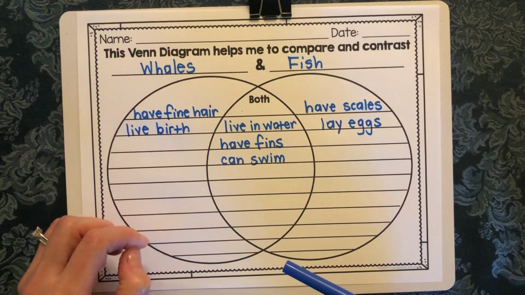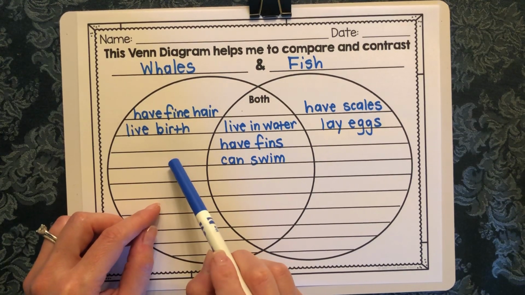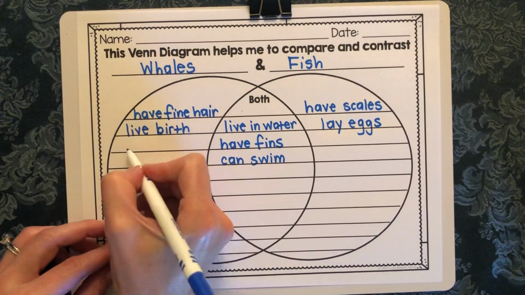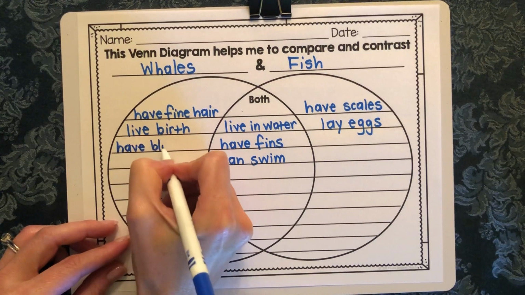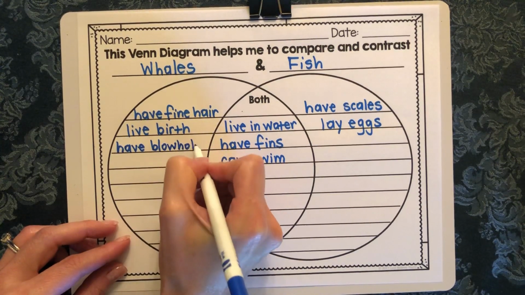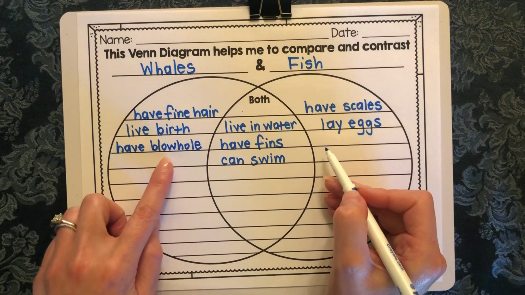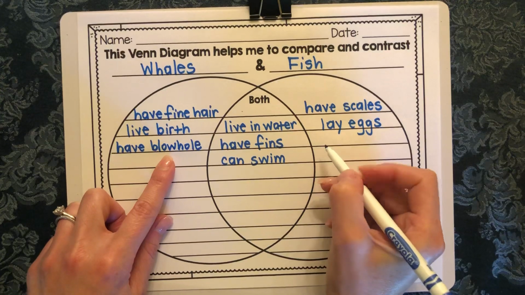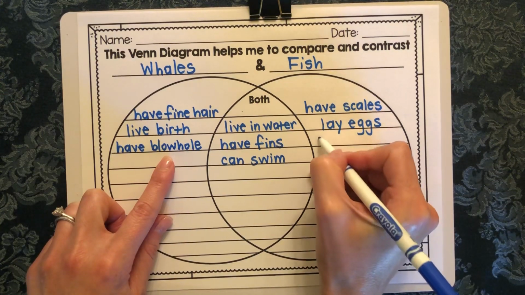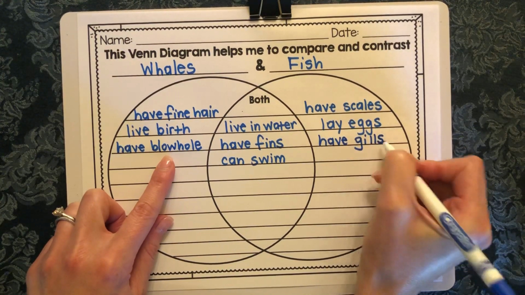What are some other characteristics that describe whales? Whales are mammals, and so they have a blowhole that helps them to breathe. So we can write that. Whales have a blowhole. But what is a characteristic about fish? Do fish have a blowhole? No, they do not, because they are not mammals. They are cold-blooded, and so how do fish breathe? Well, fish have gills. That is how they are different from whales.